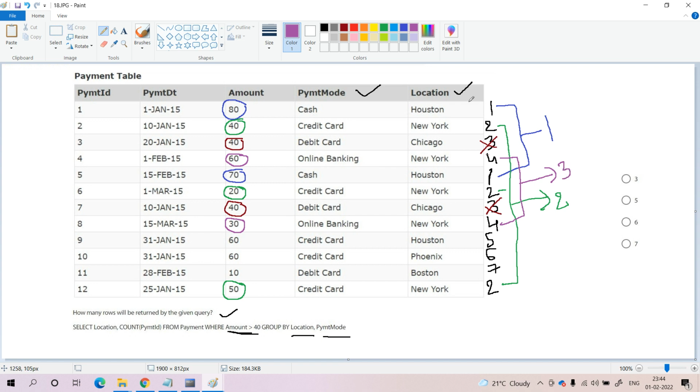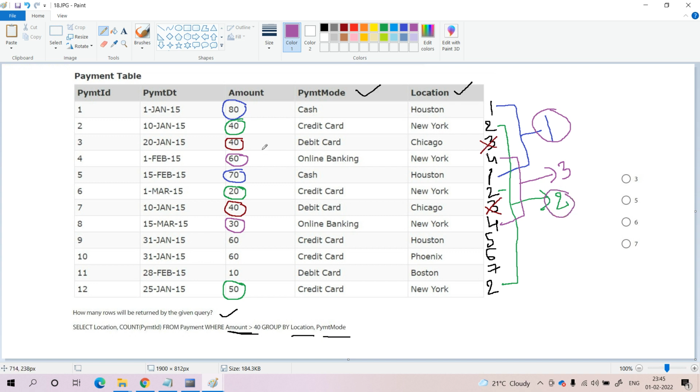Why? Because in the first group, the entire first group collectively forms one record, with the combination of cash Houston. Here also cash Houston comes under the category of one record. And coming to the second group, in the last record the amount is greater than 40, so we can consider it and retrieve it as a record.